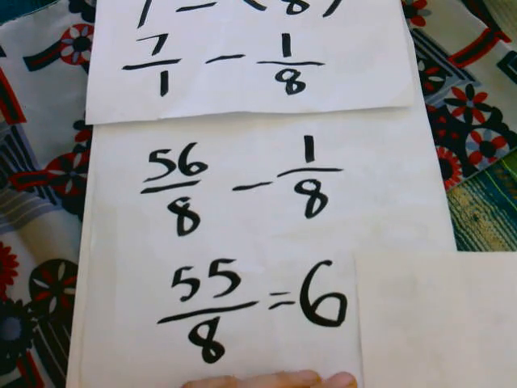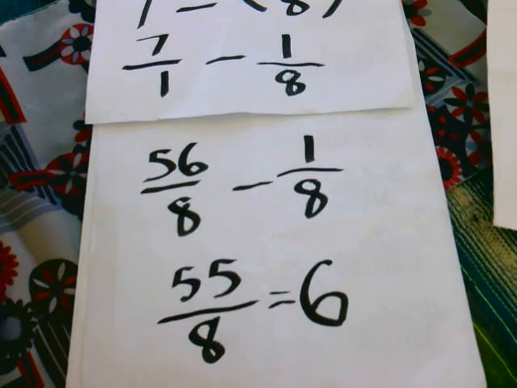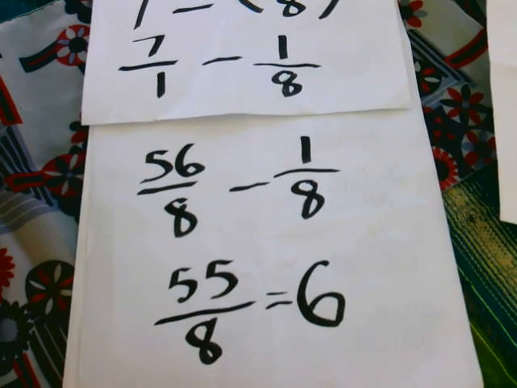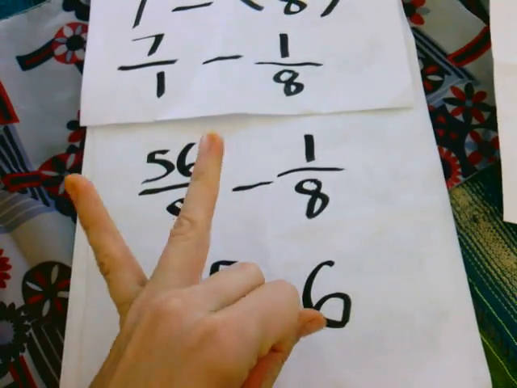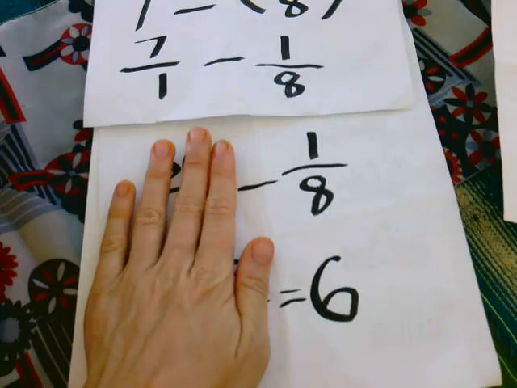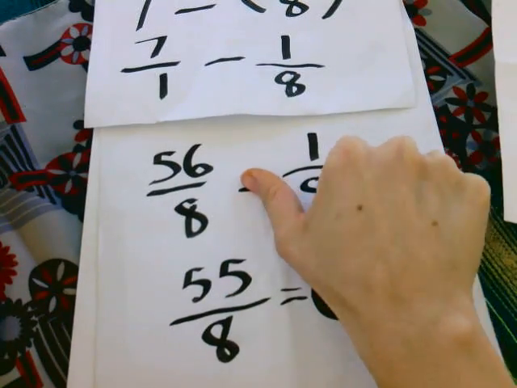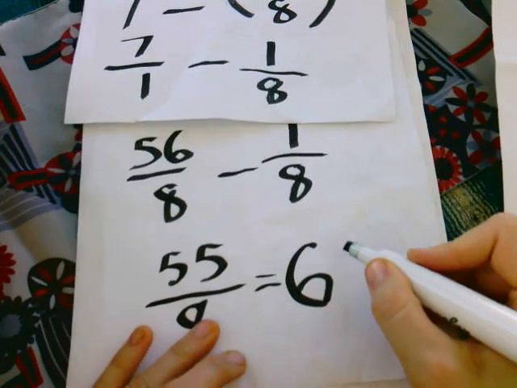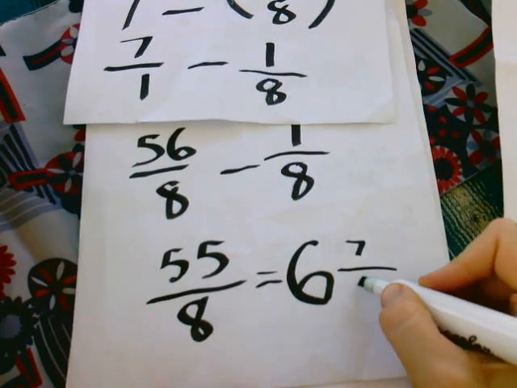How about 6? So 8 times 6 is 48. So we got 48, so I'm going to count on my fingers how many numbers it takes to get to 55. So we got 48, 49, 50, 51, 52, 53, 54, 55. So that's 7. So my answer is 6 and 7 over 8.